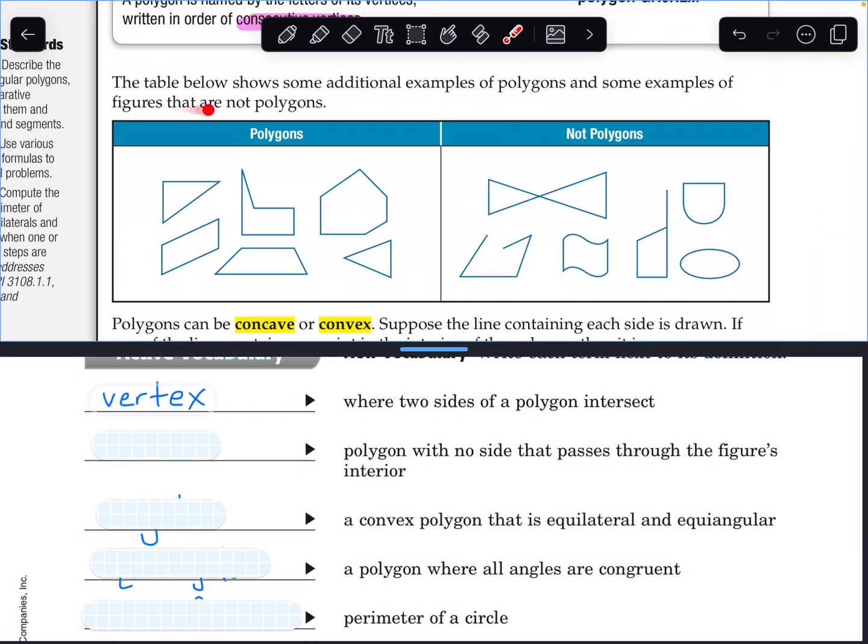Okay, back to here. The table below shows some additional examples of polygons, and some examples of figures that are not polygons. So here, these are all valid. These are not valid. Notice this looks like two triangles connected to each other. This one is an open shape. You're letting all the sheep out. This has curved pieces. So does this. This is all curved. And this just has an extra stick pointing out the end. Get rid of that. Only the parts that make the enclosure.